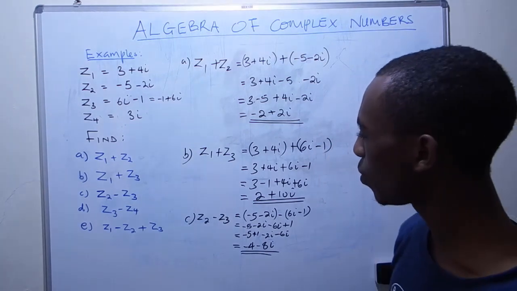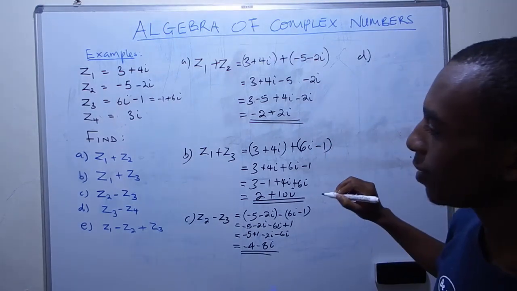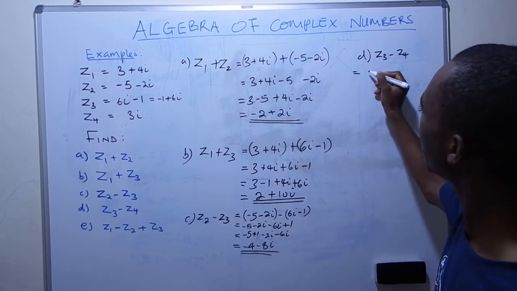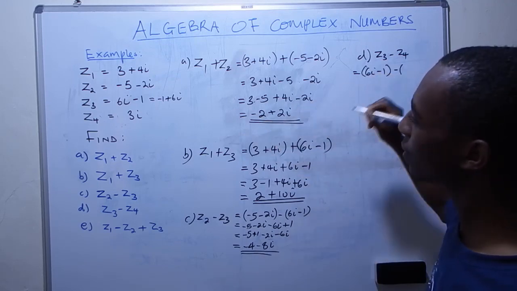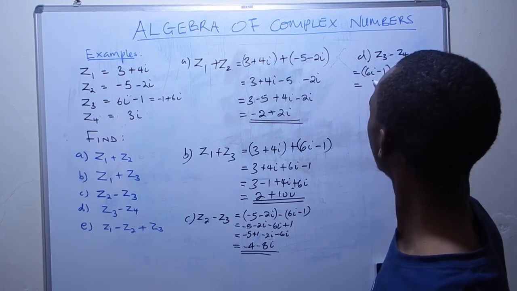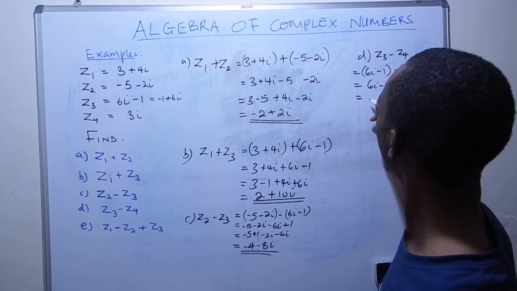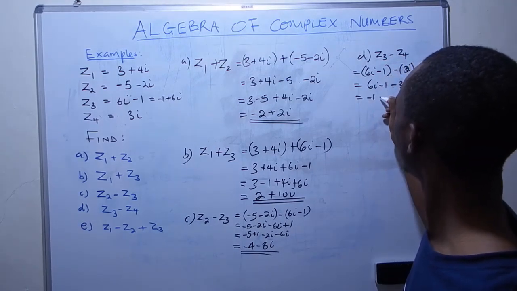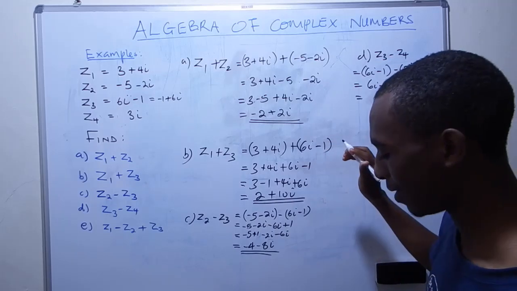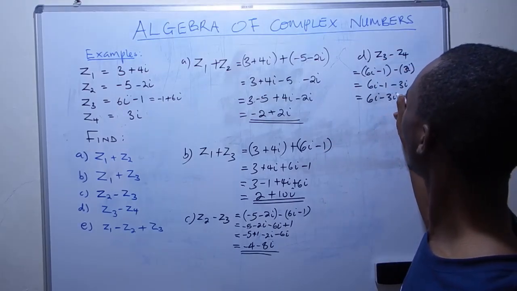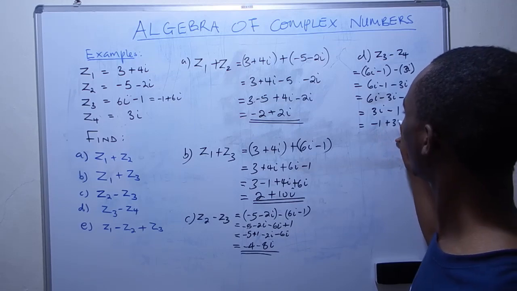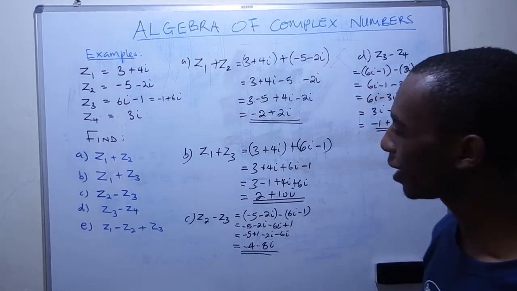Alright, we have 2 more to go, so let's go to part D. Part D, we have Z3 minus Z4. Okay, what's Z3? Z3 is 6i minus 1, minus Z4. What's Z4? Z4 is 0 plus 3i. Okay, so I'll have only 3i. So that's 6i minus 1 minus 3i. So we have 6i minus 3i minus 1. And this is 3i minus 1. I could as well write this as negative 1 plus 3i. That's nicer.